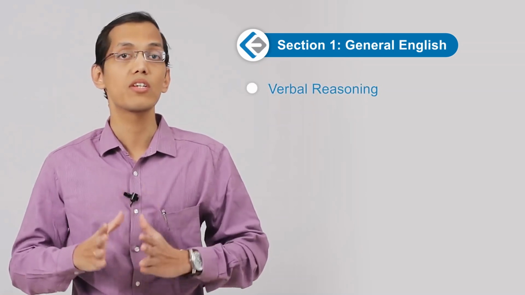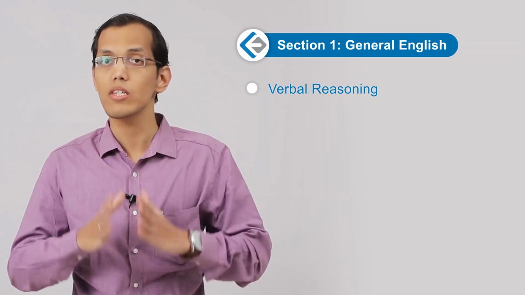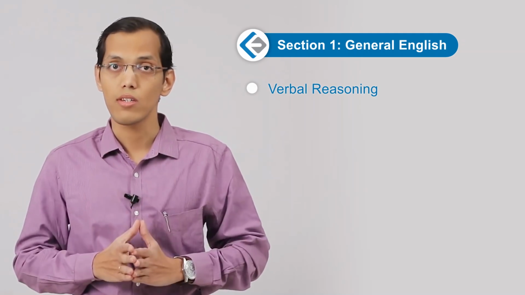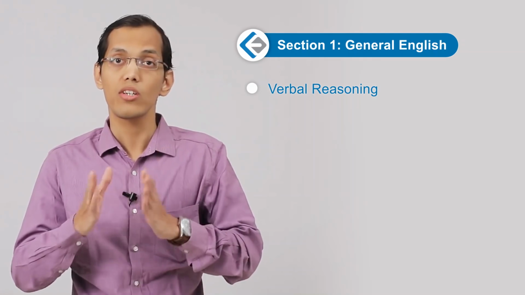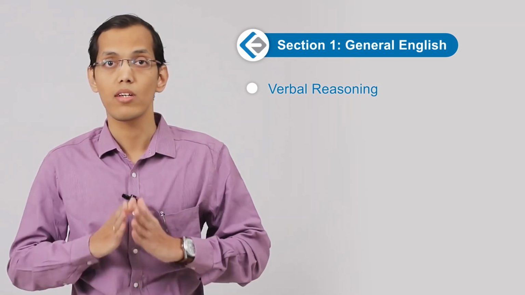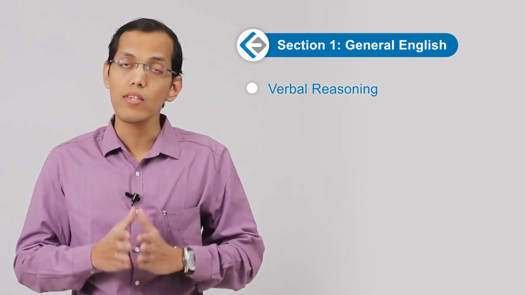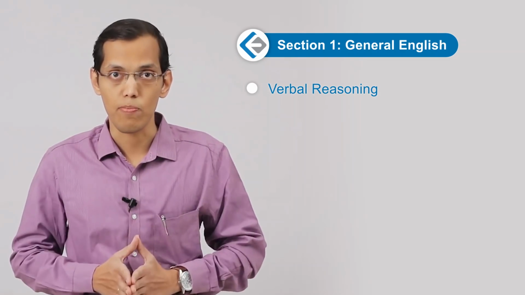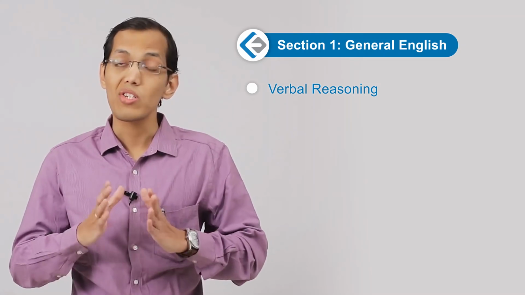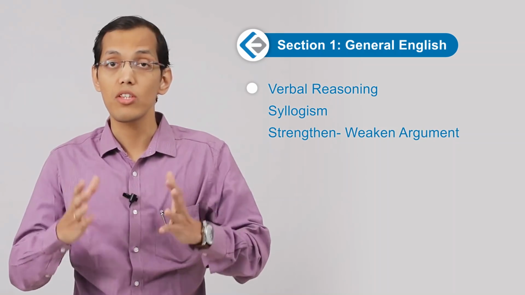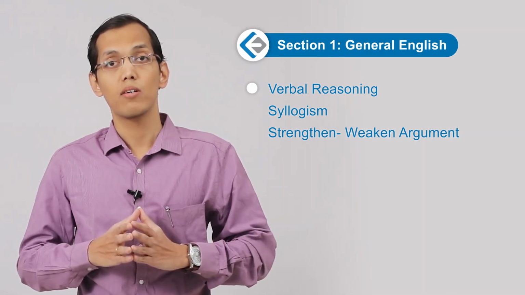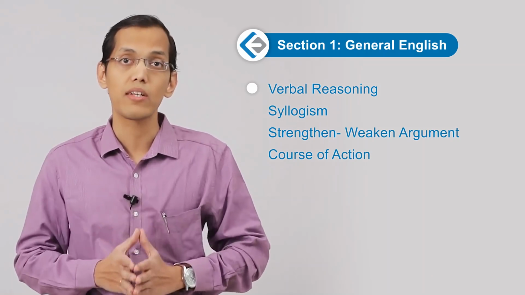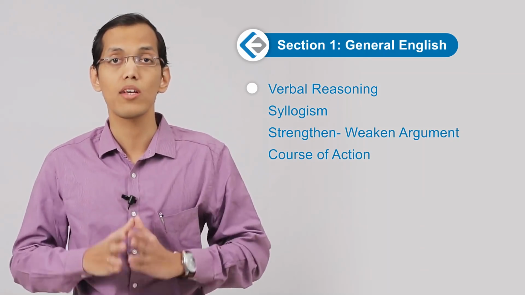Generally, we have seen verbal reasoning questions to be part of the reasoning section. However, this year, the title of the section is General English, which includes verbal reasoning as well. So we may see some number of questions of verbal reasoning in this section. Now, what do I mean by that? Questions based on syllogism, questions based on strengthen or weaken argument, questions checking your course of action, etc. can be expected under this variety known as verbal reasoning.